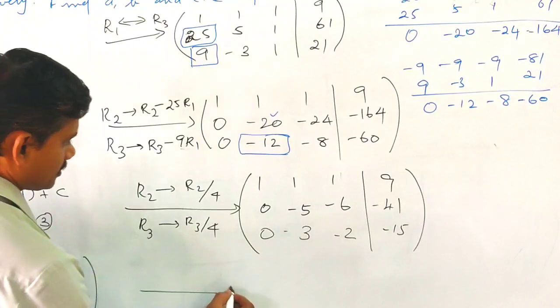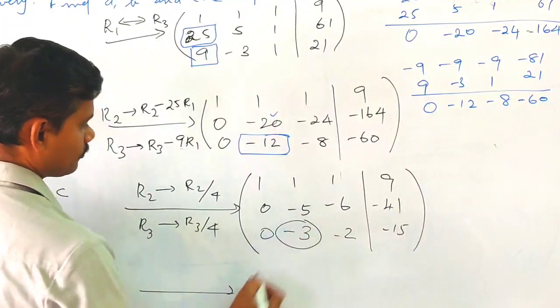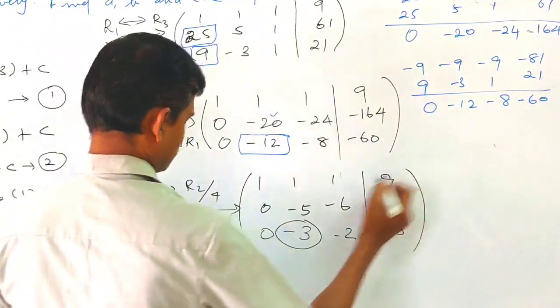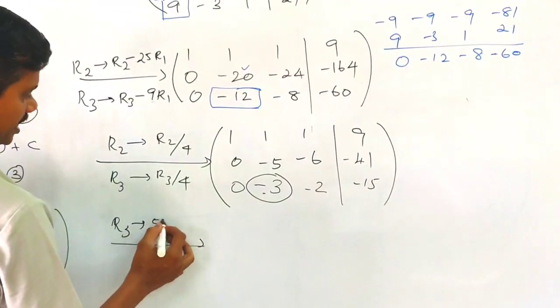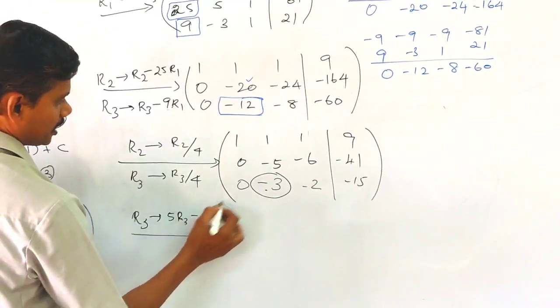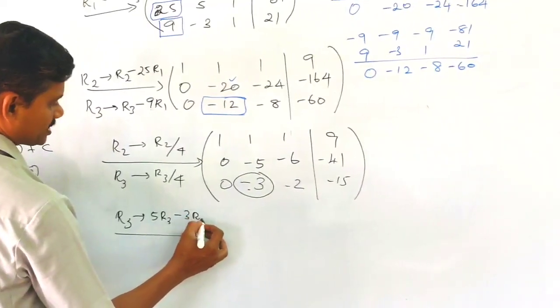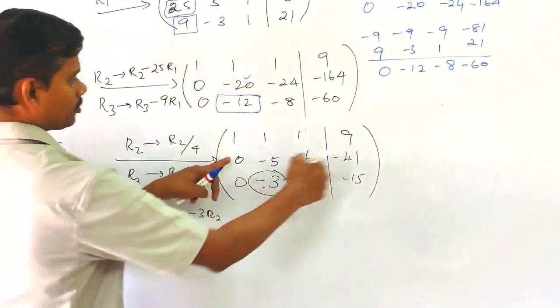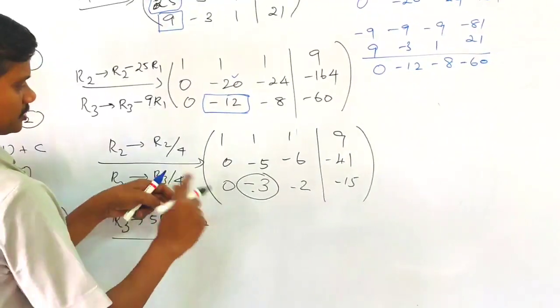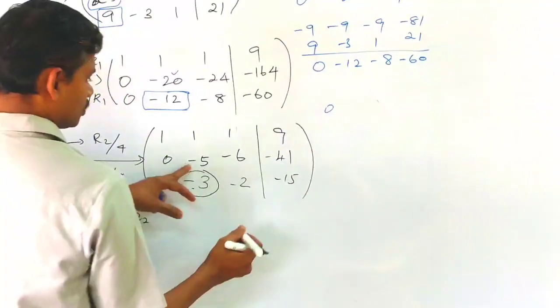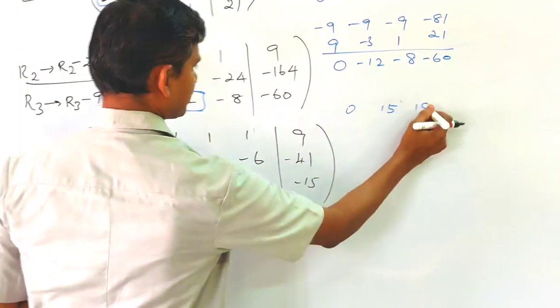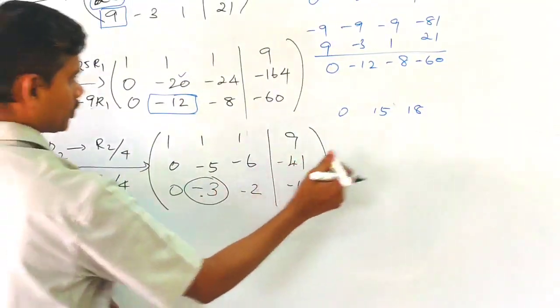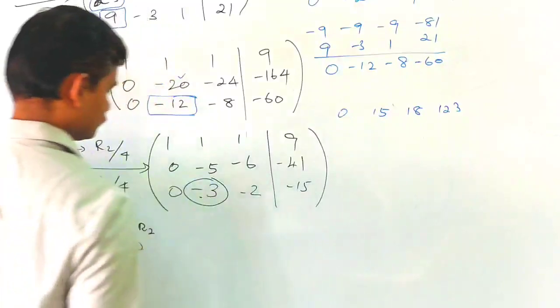The next step is I am going to make this as 0. For that I am going to multiply this transformation R3 implies 5 times R3 and 3 times minus 3 times R2. So I am going to multiply this R2 with minus 3. So it gives 0 plus 15 minus 3 into minus 6 gives 18 minus 3 into 41 gives 123.